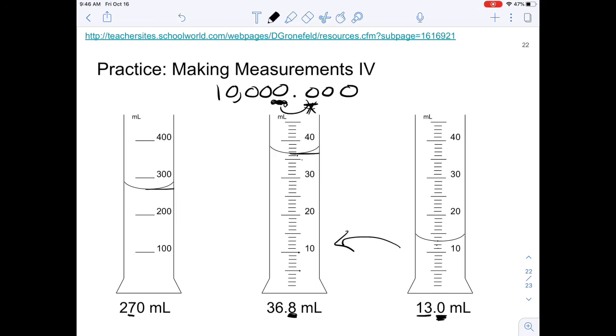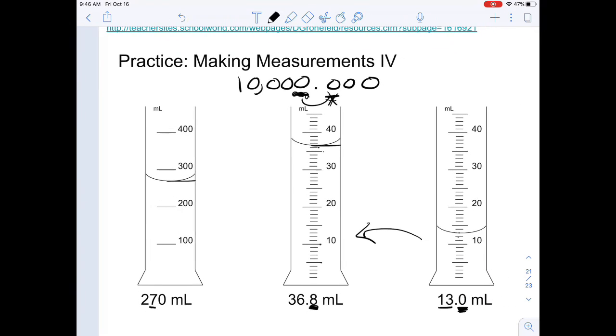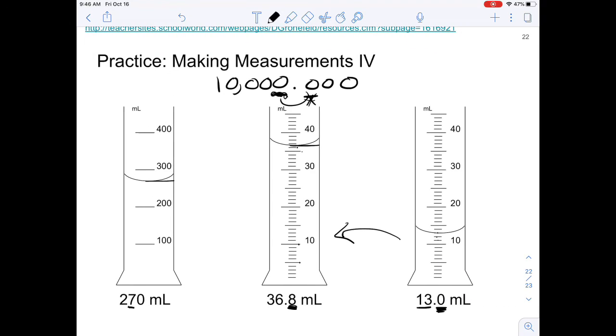All right, so hopefully that helps you guys understand a little bit better about how measurements should look and how many sig figs a measurement should have. We'll get a little bit more practice with this on Tuesday. I guess good luck studying for your test. Remember, your test is either Wednesday or Thursday, not Tuesday.